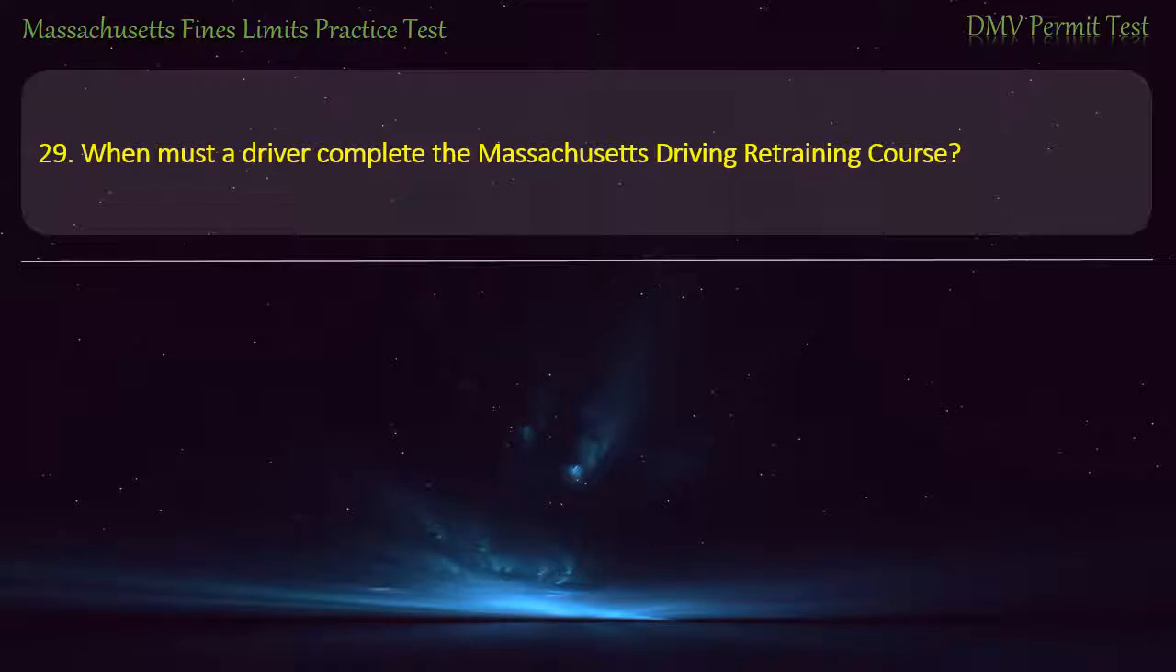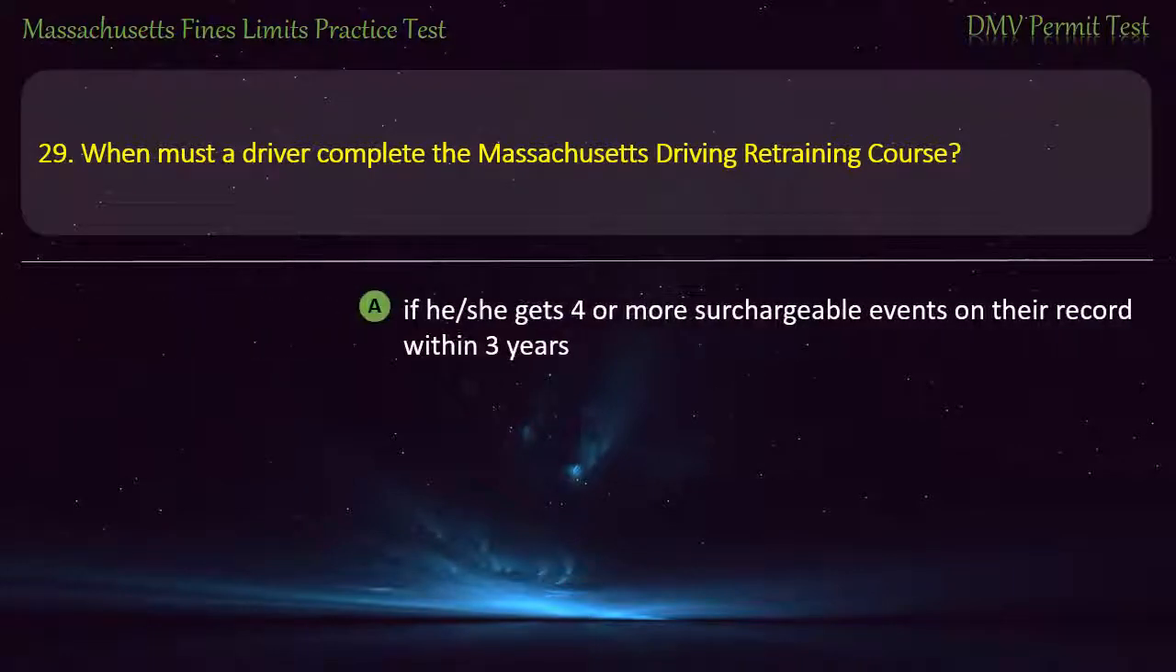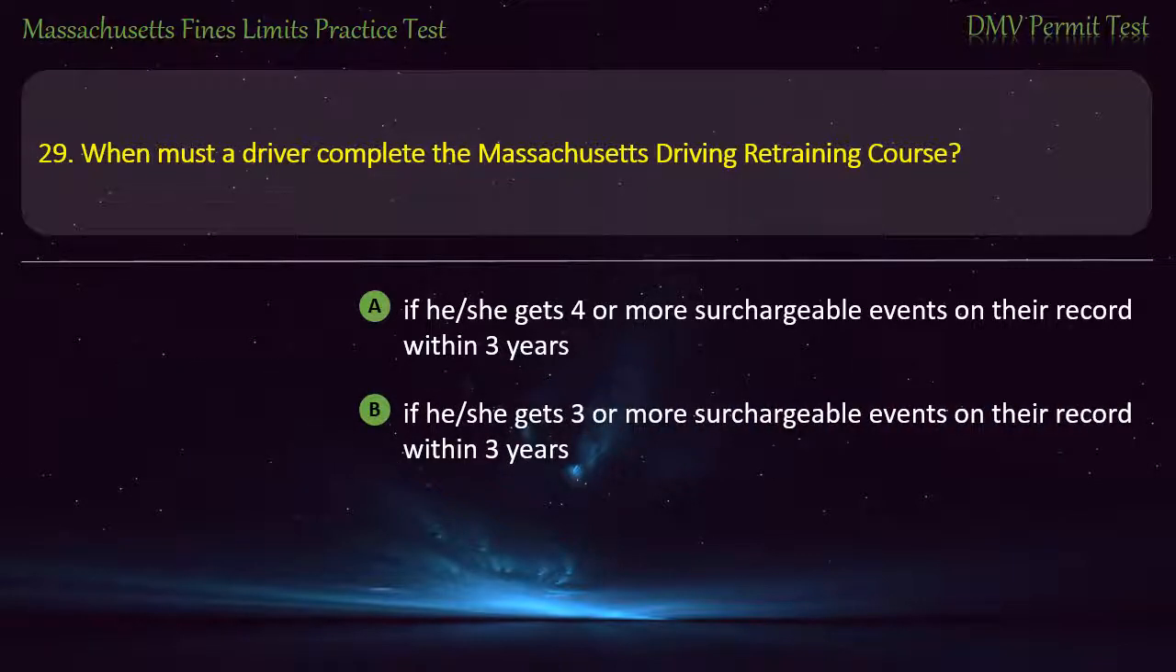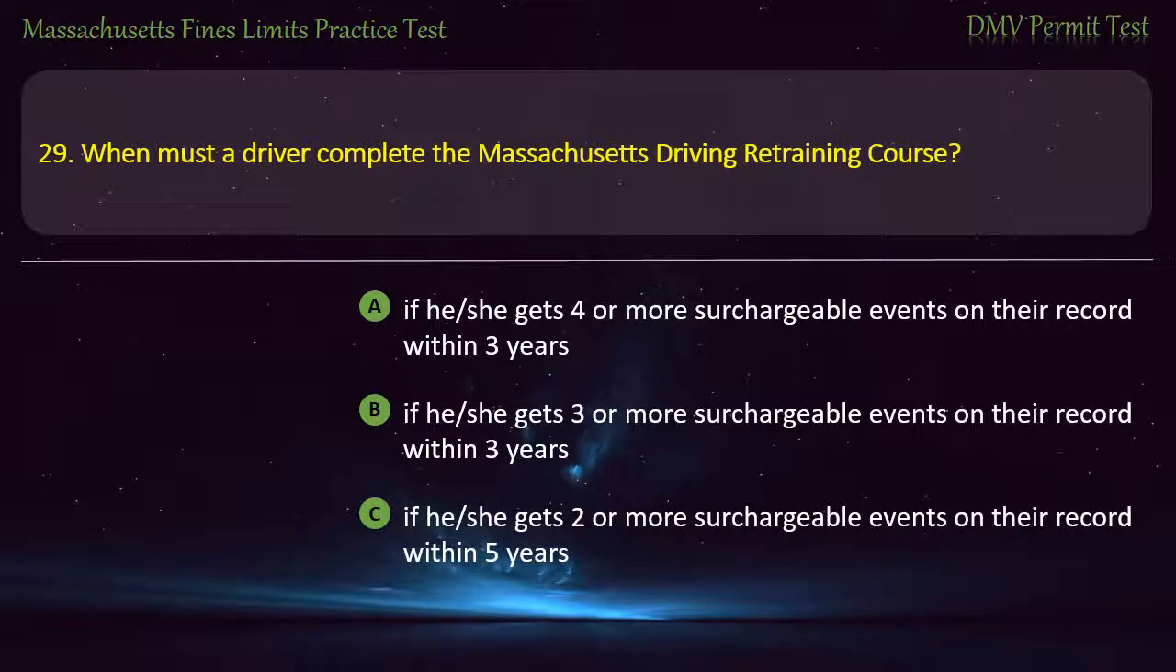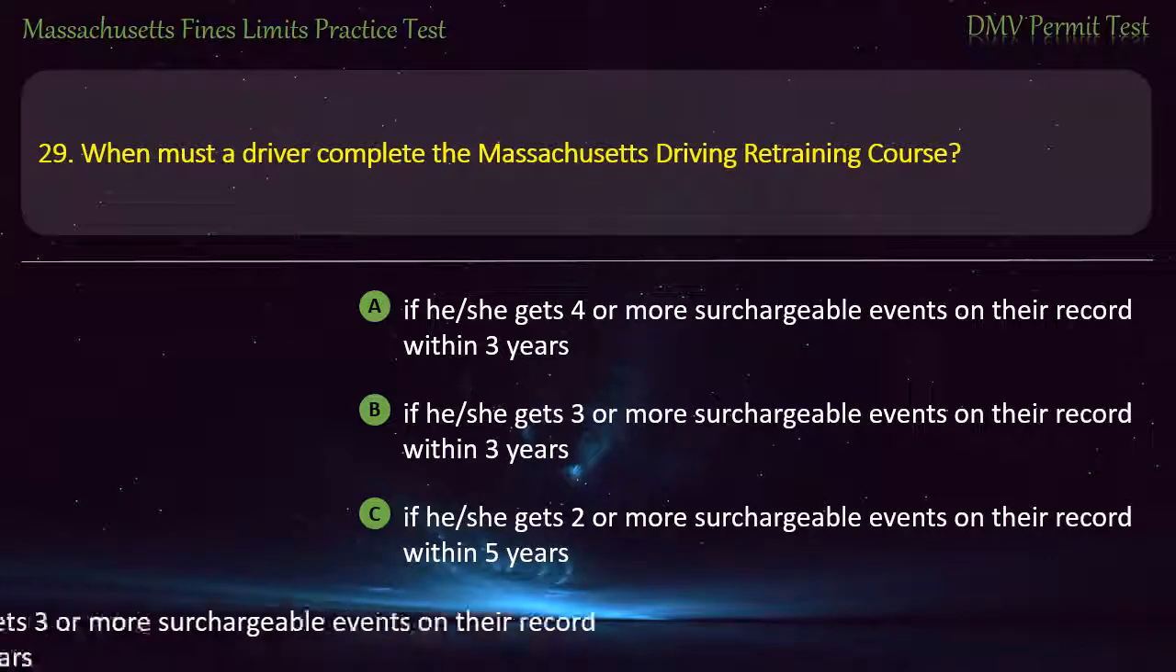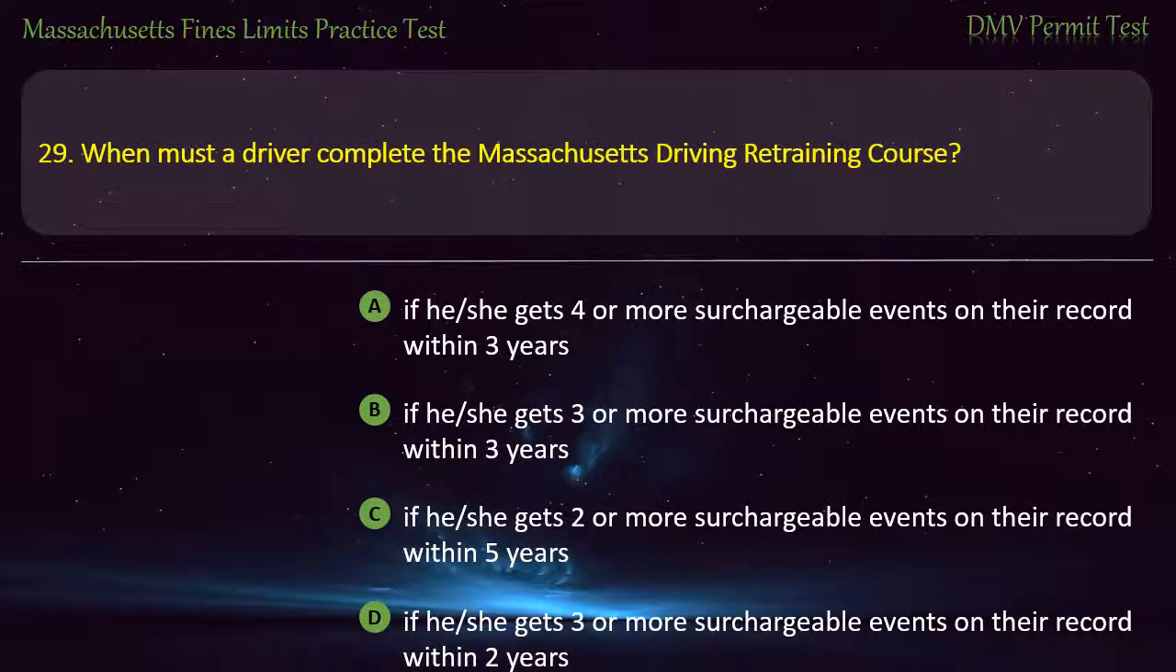Question 29. When must a driver complete the Massachusetts driving retraining course? If she gets 4 or more surchargeable events on their record within 3 years. If she gets 3 or more surchargeable events on their record within 3 years. If she gets 2 or more surchargeable events on their record within 5 years. If she gets 3 or more surchargeable events on their record within 2 years. Answer: If she gets 3 or more surchargeable events on their record within 2 years.